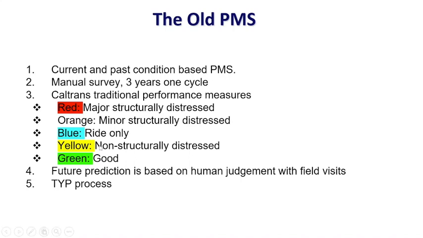Okay, and then the future prediction will be based on human judgment with field visits. Definitely we have a lot of models out there, but I'm not sure they got incorporated into the old PMS. And then the TYP will be the 10-year plan process, which mostly will be based on the current condition and past condition, and then venture out based on our engineering judgment, okay?